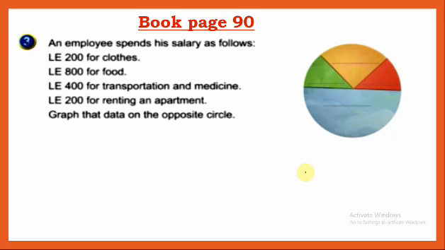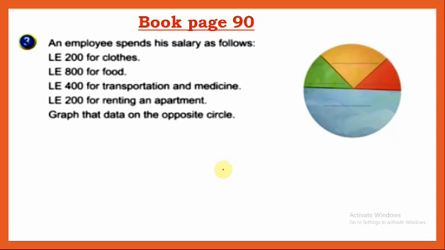An employee spends his salary as follows: 200 LA for clothes, 800 LA for food, 400 LA for transportation and medicine, and 200 LA for renting an apartment. Graph that data on the opposite circle. Here he drew the circle by himself and divided it too. He just needs me to put the suitable name in the suitable place.